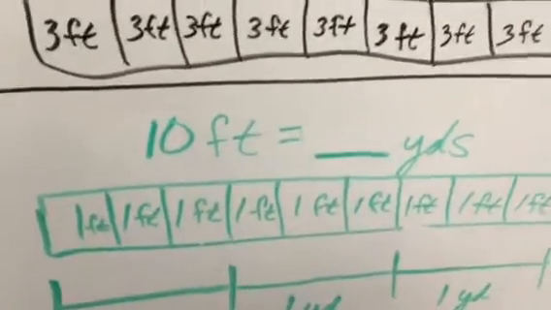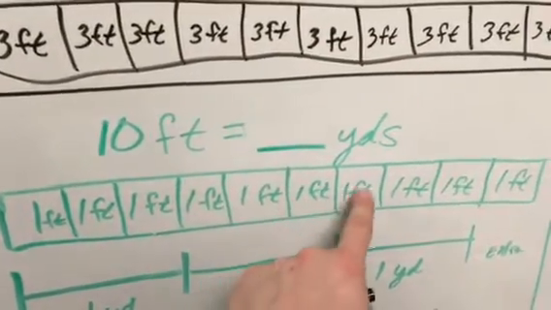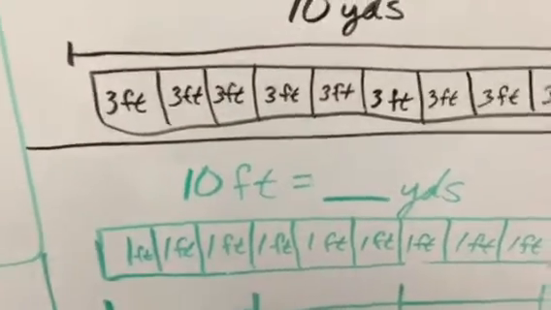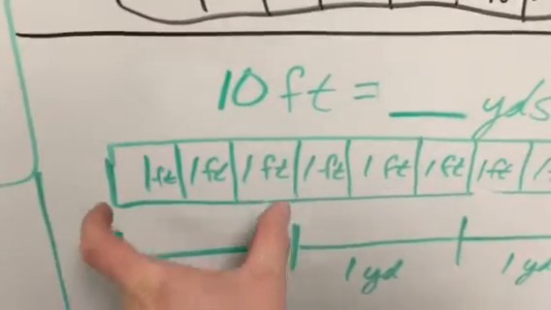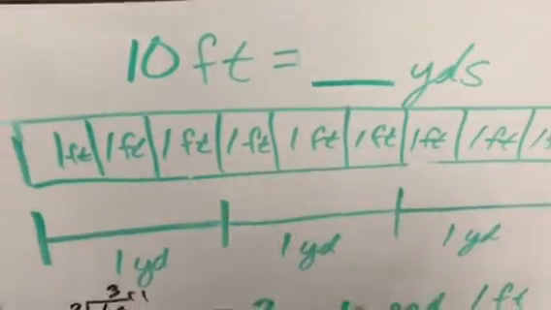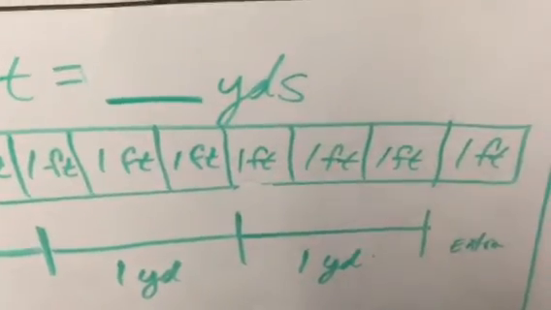So I could draw a picture of 10 feet. 1, 2, 3, 4, 5, 6, 7, 8, 9, 10. And I know that there are 3 feet in 1 yard. So 1 yard is going to take up these 3 feet. The second yard will take up these 3. The third will take up these 3. And then there's this one extra one.